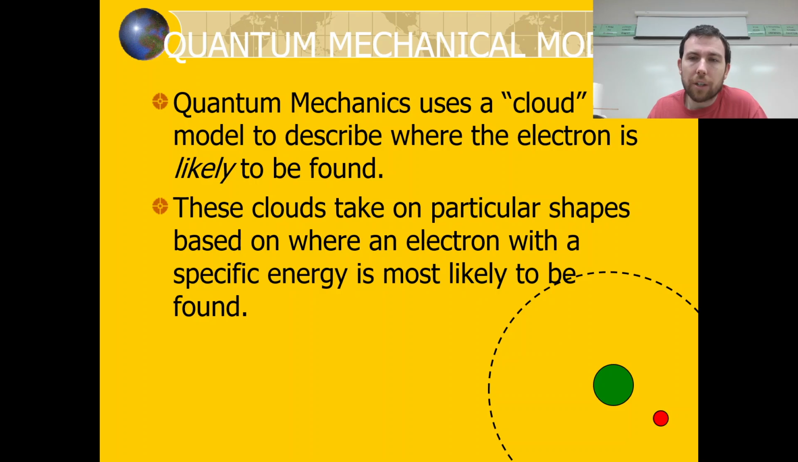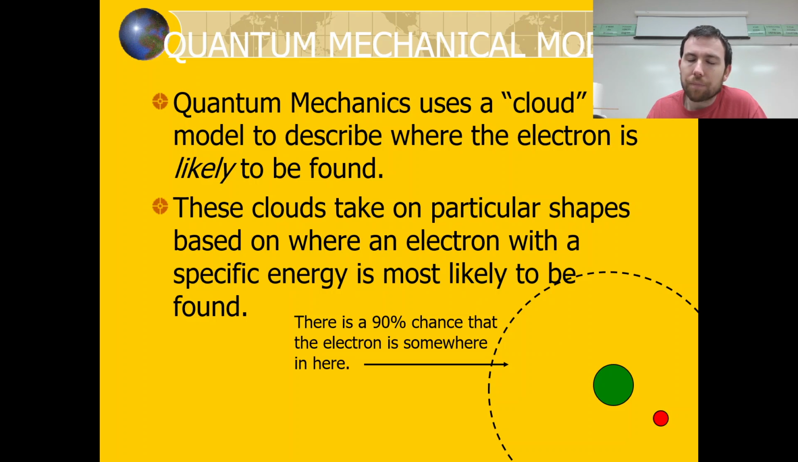Right, so there's our model of the atom. We've got that dotted line representing the electron cloud. You've got the positive nucleus, you've got the red electron. And so what we can say, based on the quantum mechanical model, is that there's going to be a 90% chance that the electron is somewhere in here, in this region of space around the nucleus, right? That's been encapsulated within that dotted line.